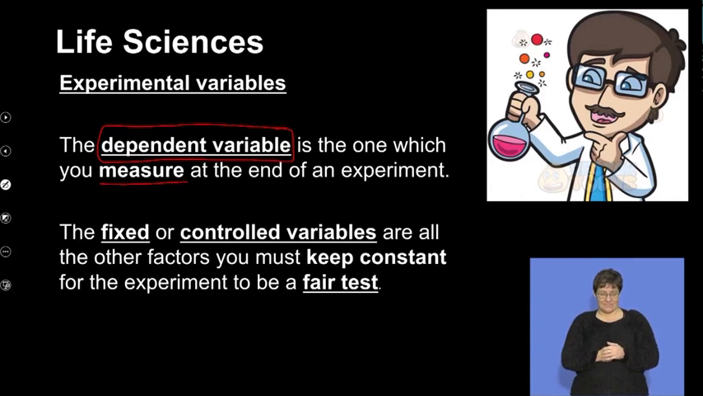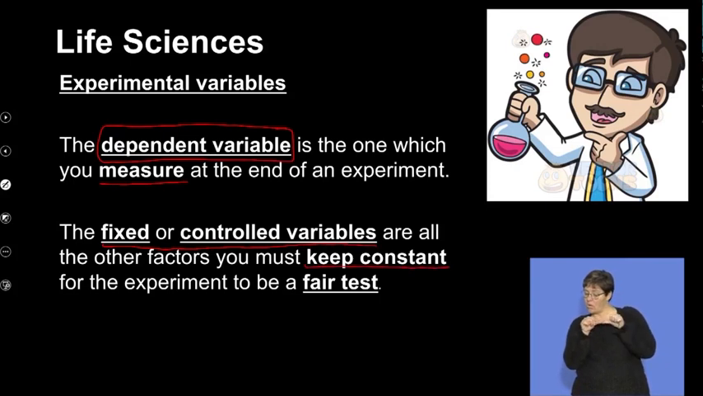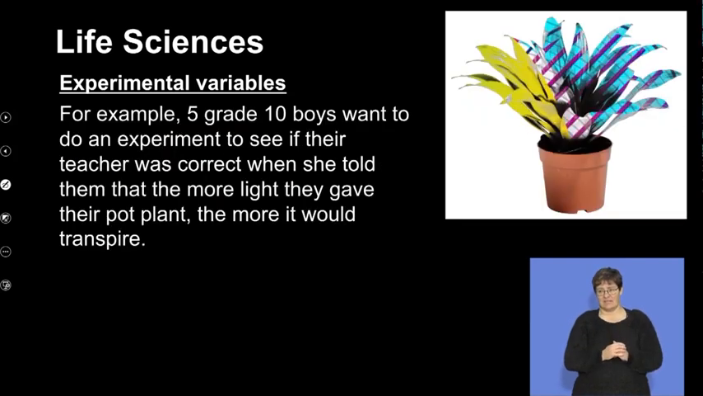The third type is fixed or controlled variables, and these are variables that could mess up your experiment. So you've got to keep them constant if you want your experiment to be a fair test. And I'm sure you've heard of a fair test before. Let's give an example.